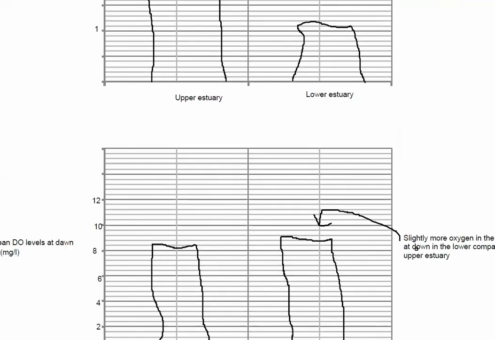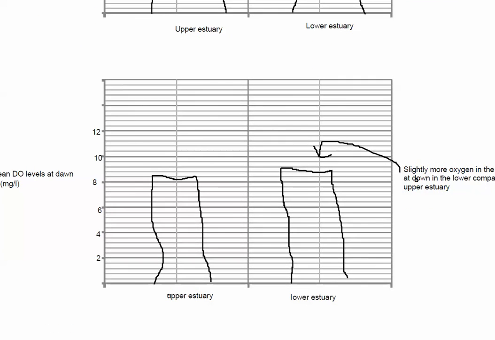And we kind of see the same pattern, although to a lesser extent, when we look at the dawn oxygen levels in the upper versus the lower estuary. They got drawn down further in the upper estuary where we have the impacts of urbanization as a result of more nutrients, causing more primary production, causing more decomposition, which draws down the oxygen relative to what we're seeing in the lower estuary.